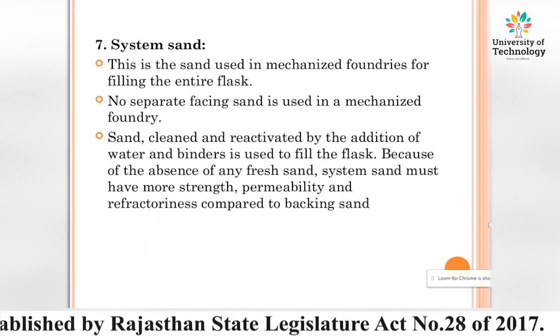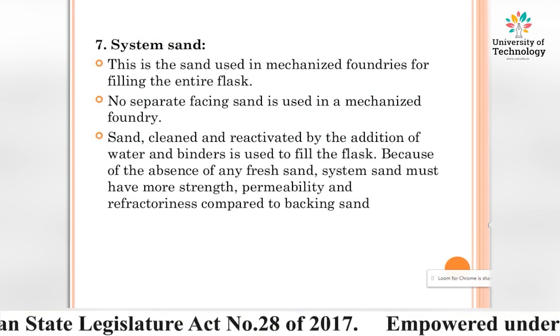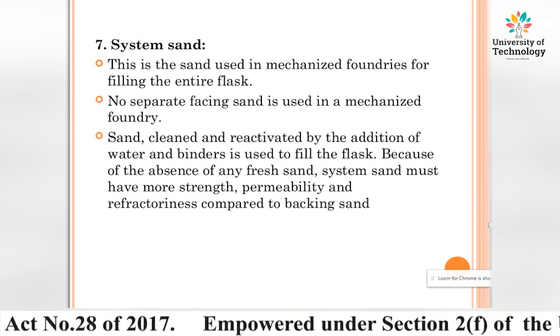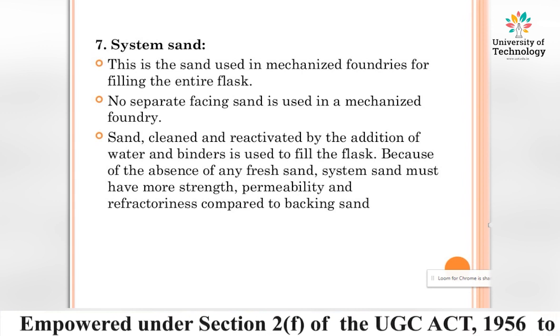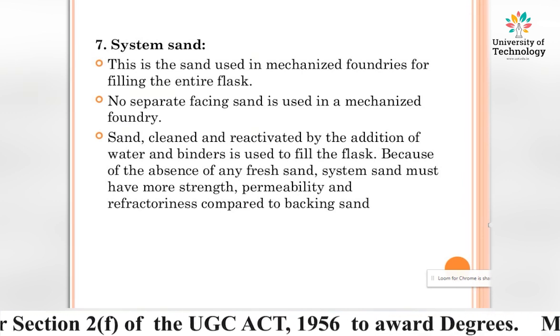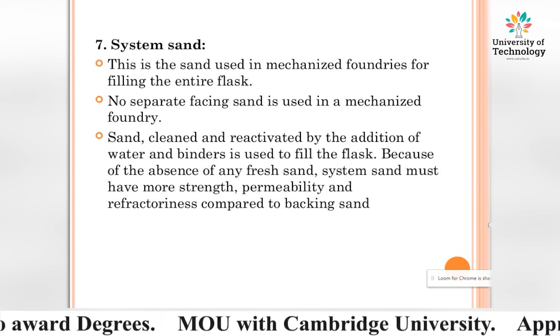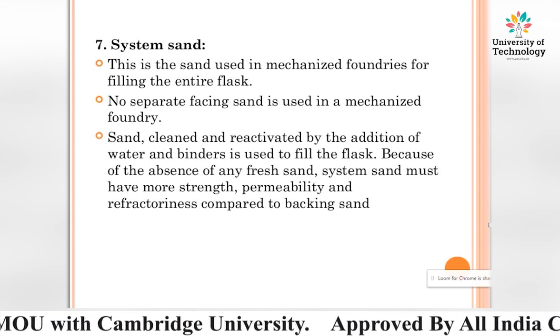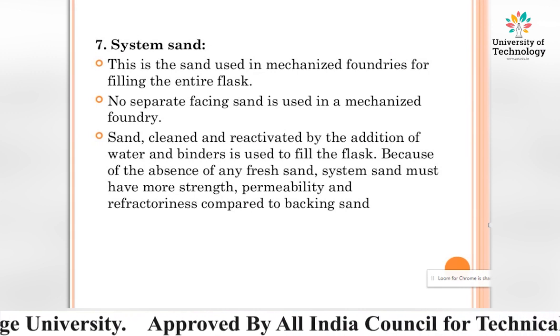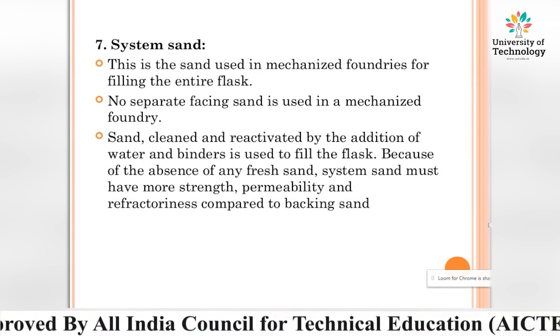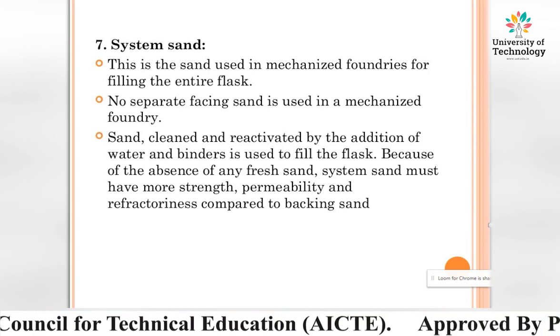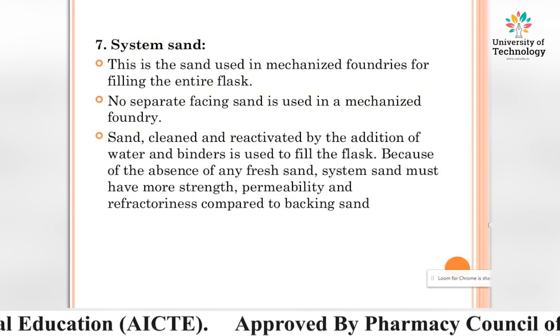The seventh one, system sand. This is the sand used in mechanized foundries for filling the entire flask. No separate facing sand is used in a mechanized foundry. This sand, cleaned and reactivated by the addition of water and binders, is used to fill the flask.